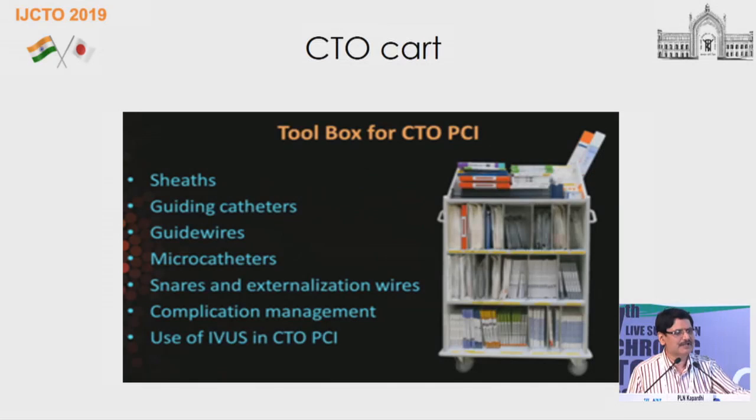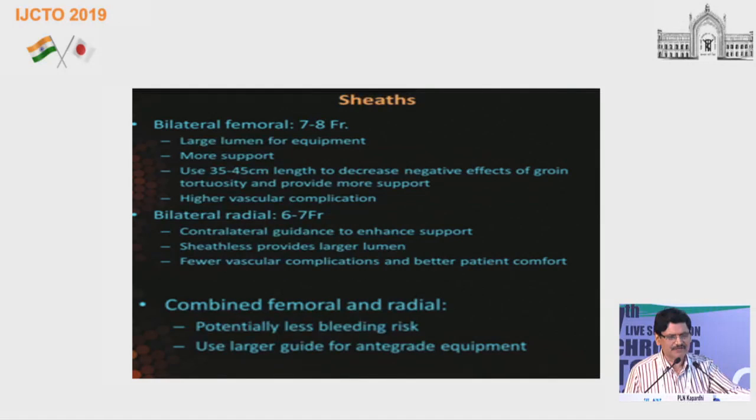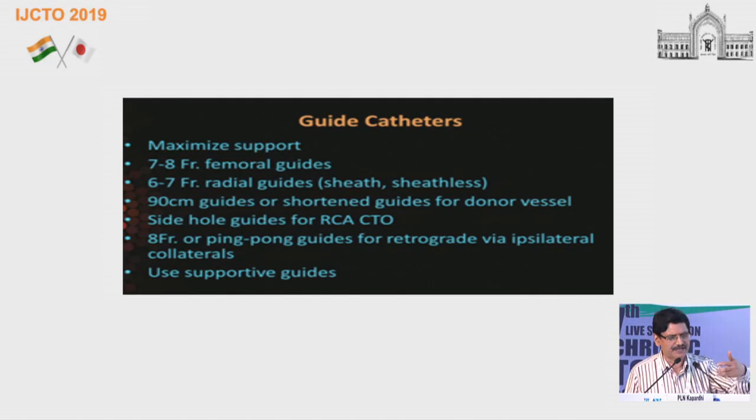Apart from that, operators should have an idea of the CTO cart, which contains a toolbox of CTO PCI, as already covered in the revision: dedicated CTO sheaths, guiding catheters, wires, microcatheters, snares, especially for managing complications, as well as the utility of imaging for CTO PCI. Of course, these are repeated, I will just go through them, and these are the guiding catheters.